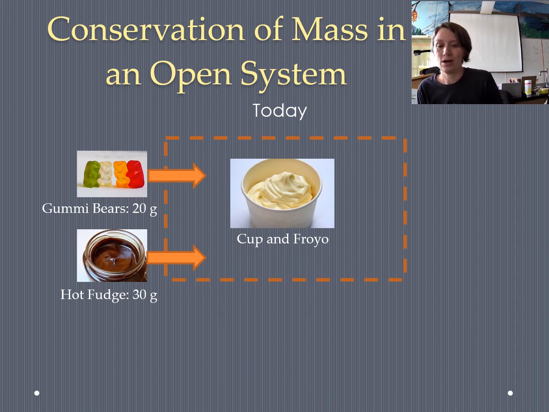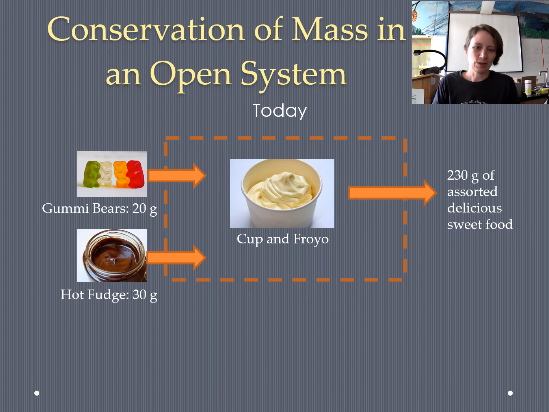Of course, wait a few more minutes, and we're going to start taking things out of the system as well. Let's say we take out 230 grams of assorted froyo, gummy bear, hot fudge sludgy deliciousness. So over the course of the day, the mass of this system has changed. We put things in, we took things out. Sigma is not going to stay the same, right? The cup and froyo will not have the same mass tomorrow as it did today. So we're not going to deal with sigma.